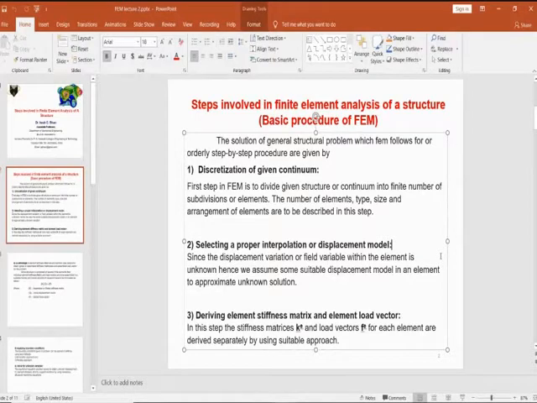The displacement variation within the element will not be known, hence we assume a suitable displacement model. Means we assume that the displacement is varying linearly in the element, or we may assume that the displacement is varying quadratically within the element. Like that, we'll be assuming. That step is called selecting a proper interpolation or displacement model. Interpolation function or displacement function, both are the same. Here the displacement functions used are usually of polynomial type, because polynomials are continuous functions, and we need a displacement model which should always be a continuous function.